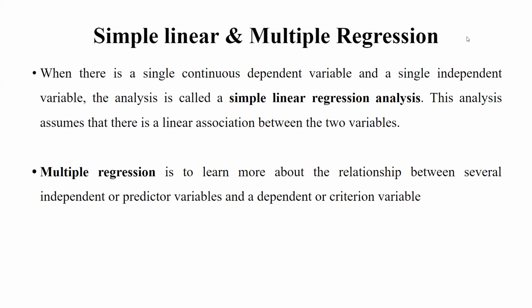When it comes to multiple regression, we have one dependent variable and, on the other side, multiple independent variables. Instead of having one dependent and one independent variable, here we have one dependent variable and multiple independent variables for the prediction of the model. That is the difference between simple regression and multiple regression.